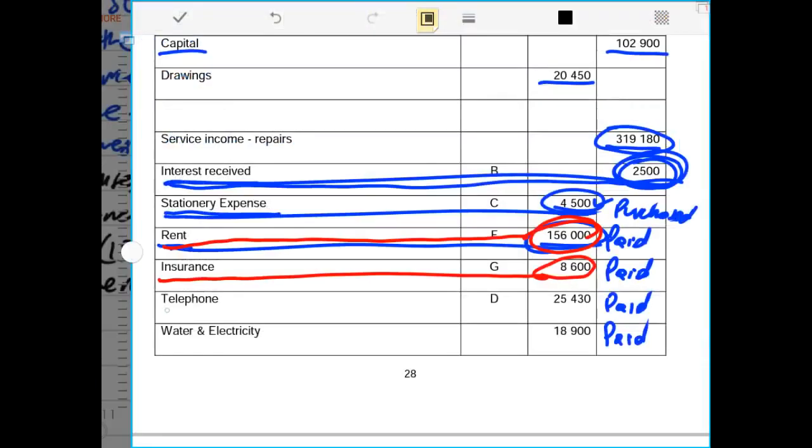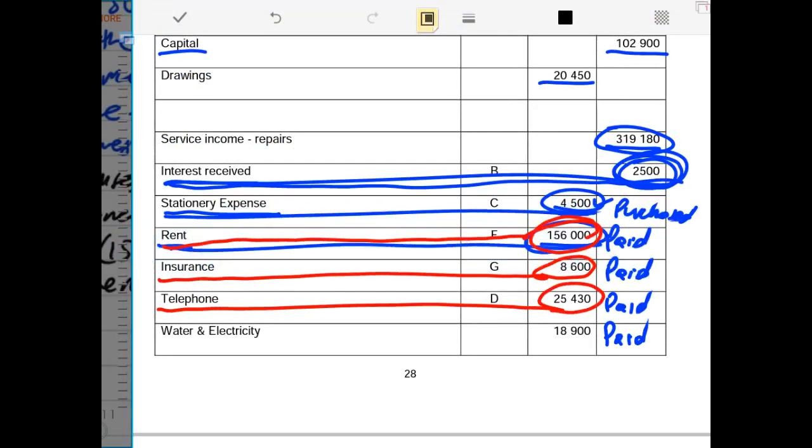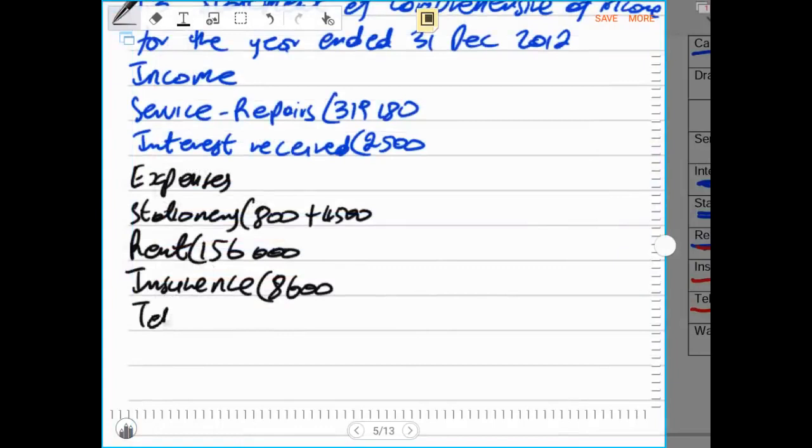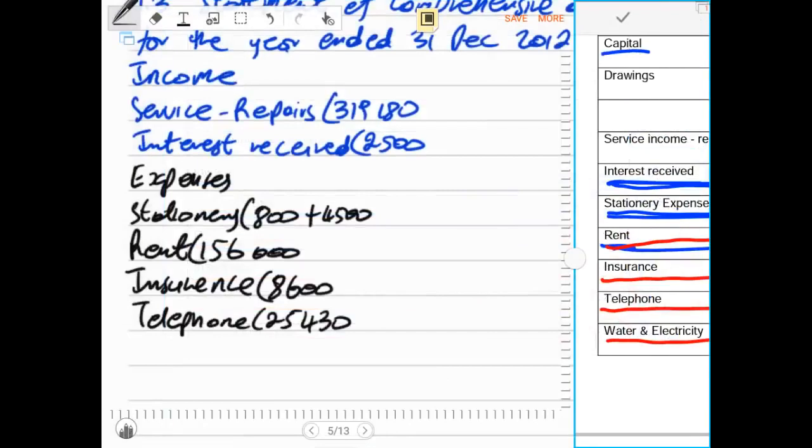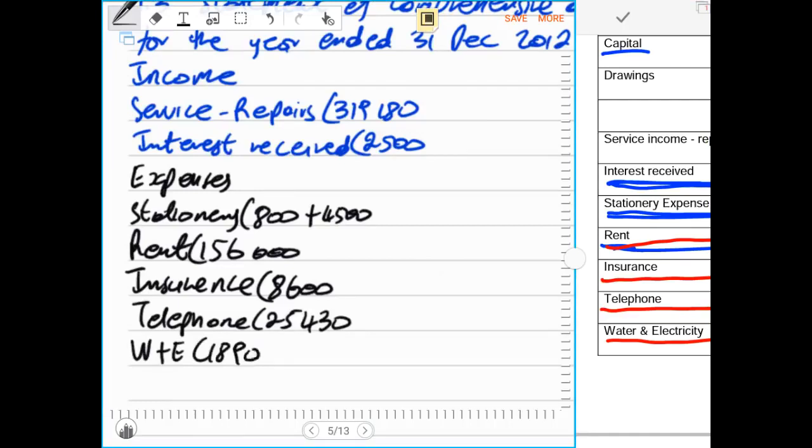Then we record telephone expense, which is 25,430 rands. Then we check for another expense, which is water and electricity, 18,900. Water plus electricity, 18,900, exactly as it is from the trial balance.